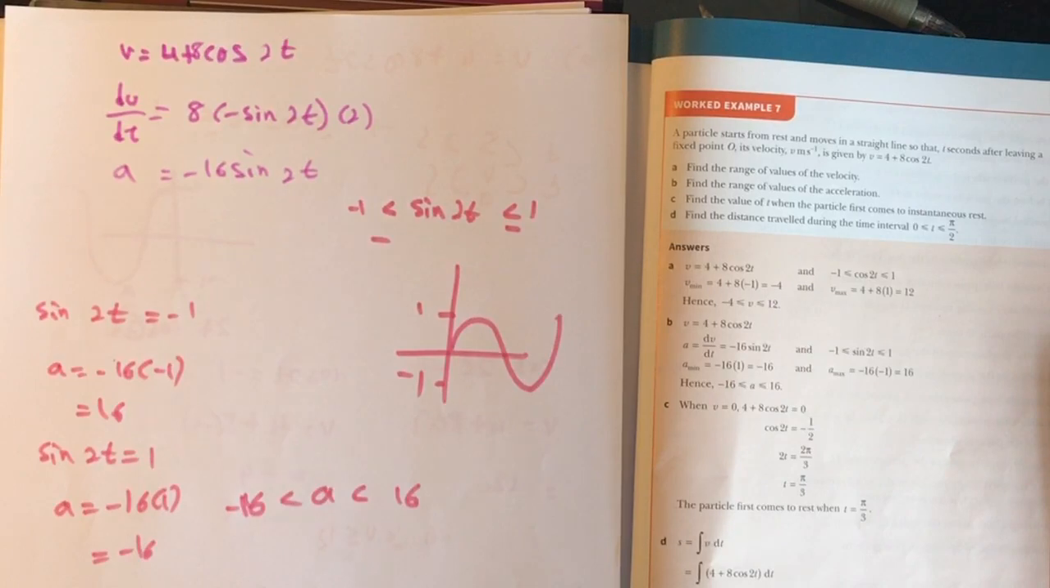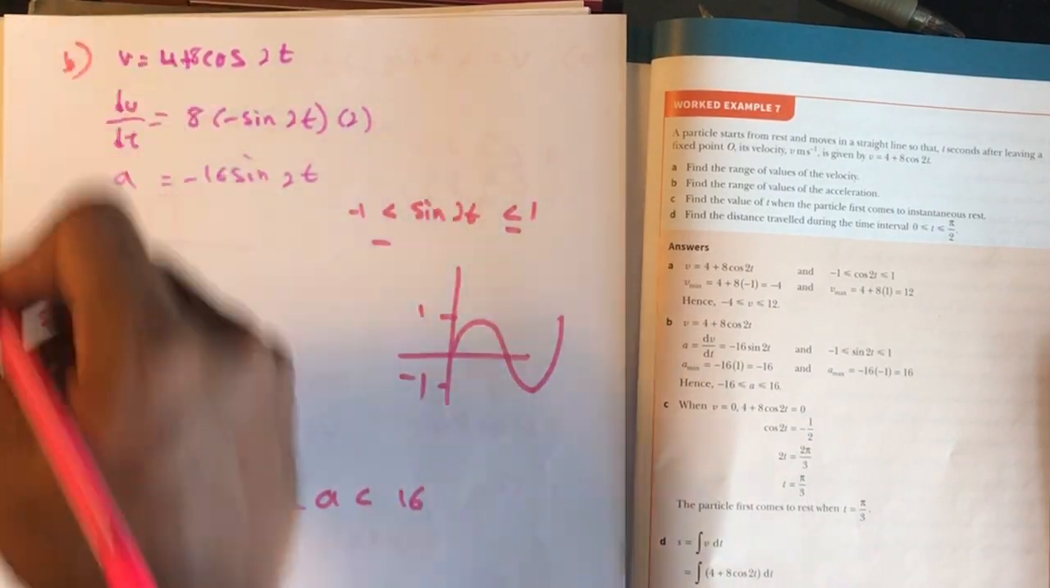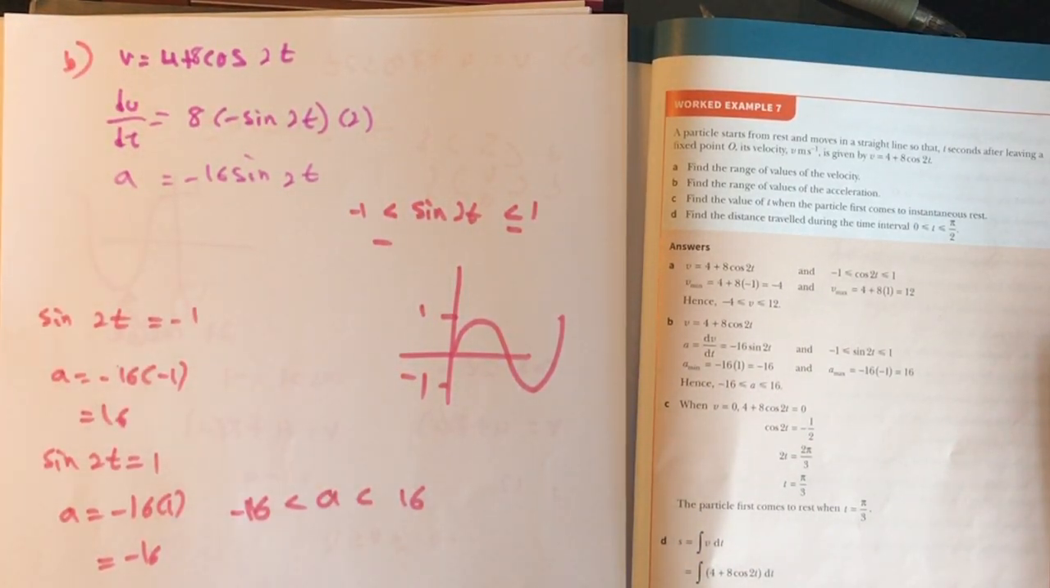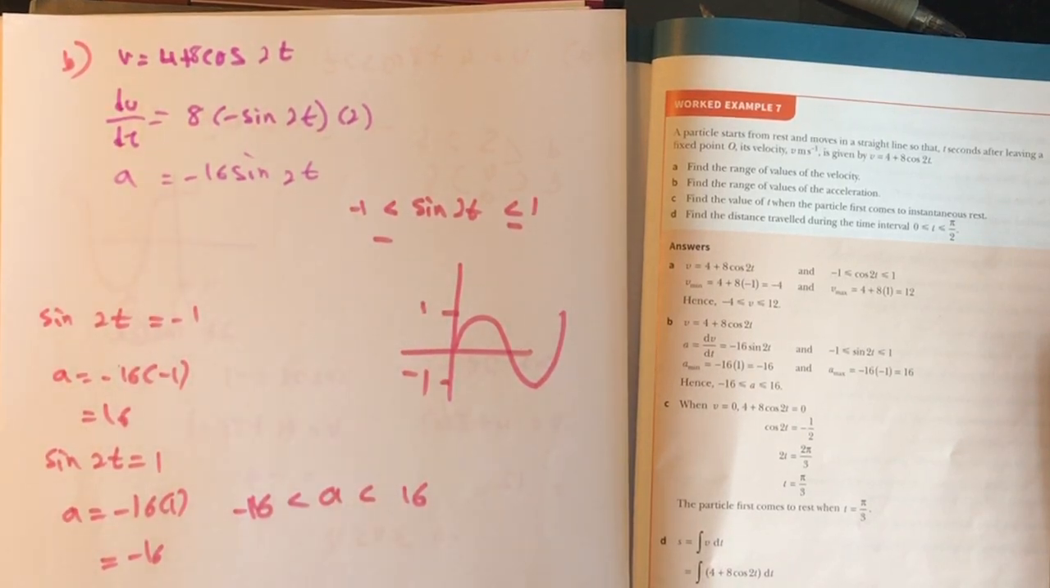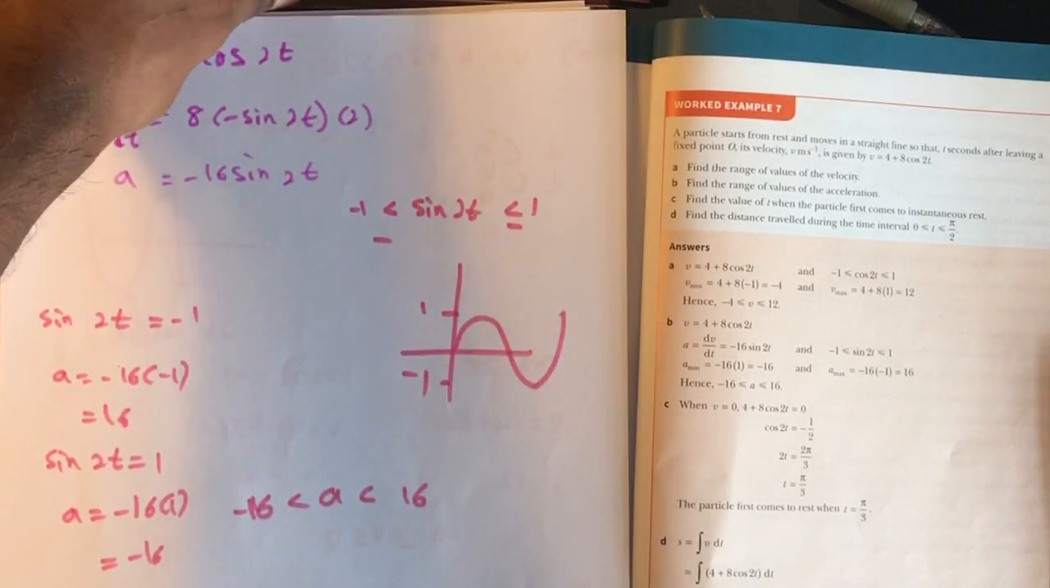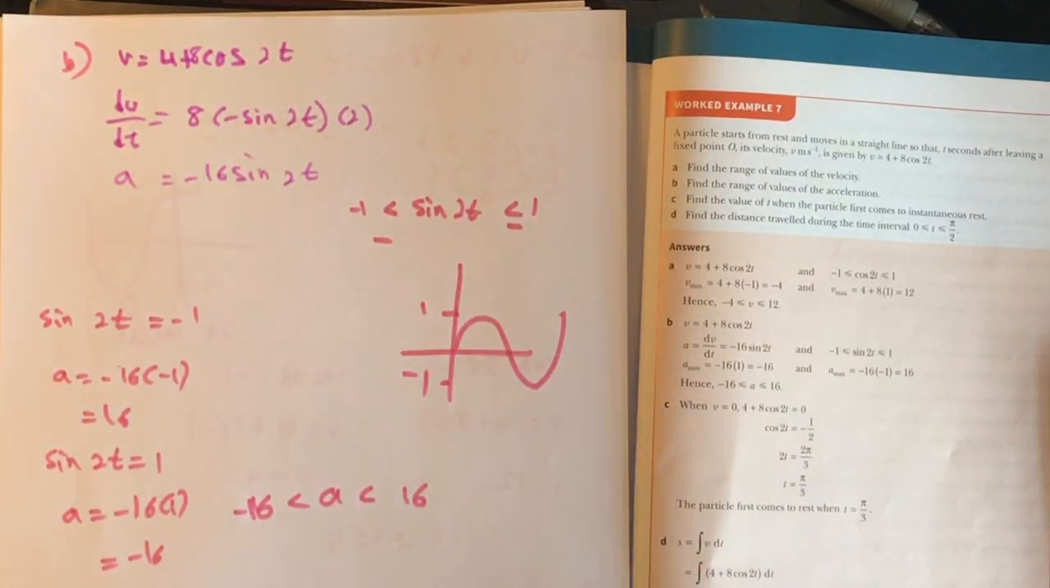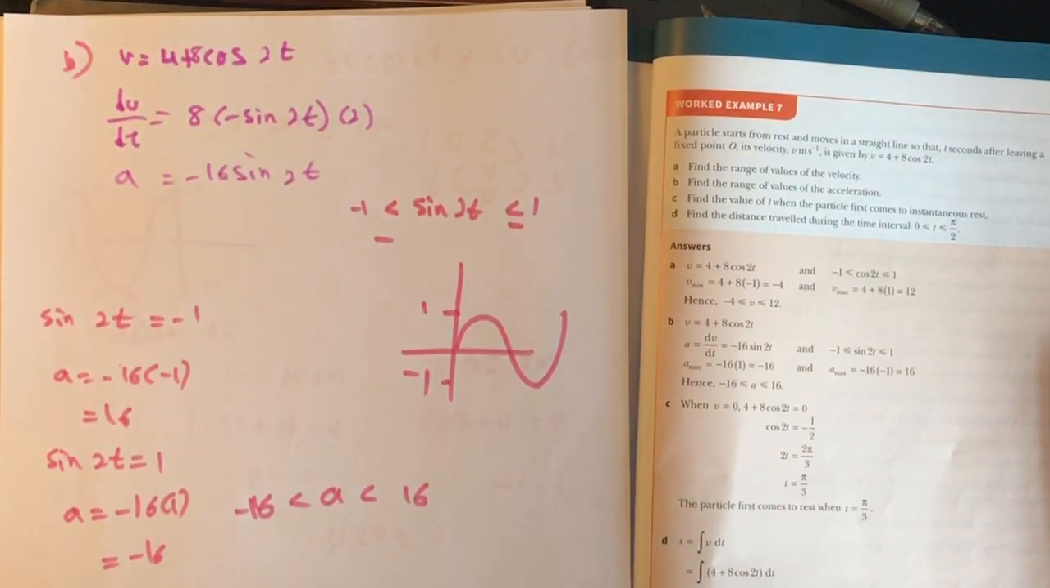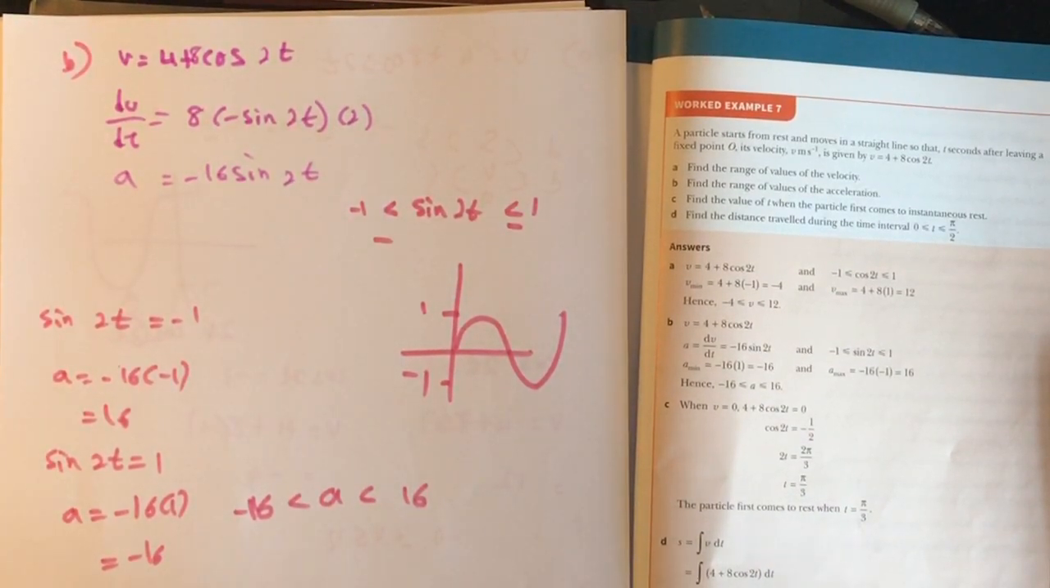Part A and part B we're done already. Now we're going to look forward to part C. In part C they say find the values of t when the particle comes to an instantaneous rest. What does instantaneous rest mean to you? Does it ring a bell? This topic is heavily tied with your physics. If your physics is not good, there's an opportunity for you to learn. Don't ask me to explain the theory of physics, I'm not going to do that here.